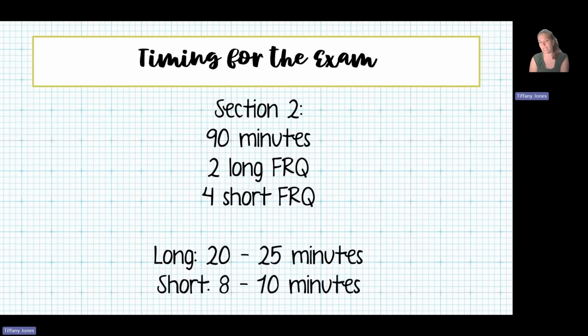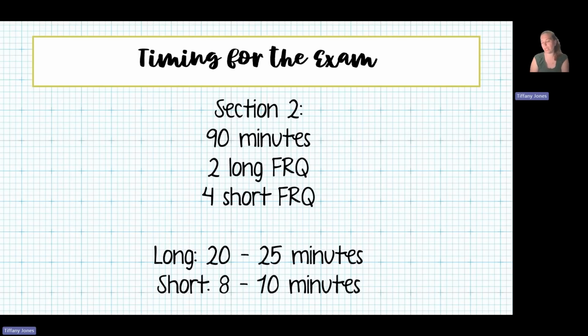So in terms of timing for the exam, section 2 is 90 minutes. You'll have 2 long FRQs and 4 short FRQs. I probably should have put the points on here, but the 2 long FRQs are between 8 to 10 points, and together they'll make 18. So either the first question's 8 points and the second one is 10, they'll both be 9, or it'll be a 10-pointer and an 8-pointer.